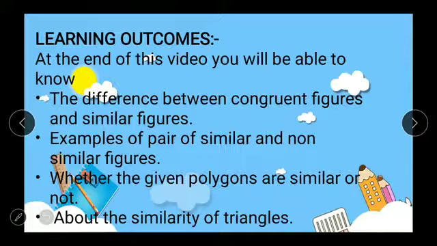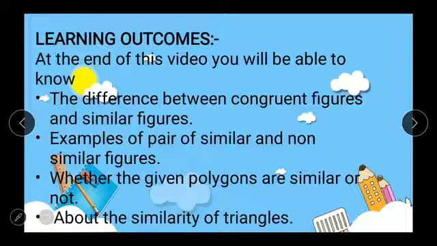At the end of this video, you will be able to know the difference between the congruent figures and similar figures. You will also know about the examples of the pair of similar and non-similar figures. You can check out whether the given polygons are similar or not. You will be also having the knowledge about the similarity of the triangles.